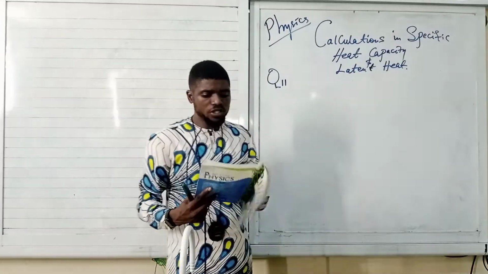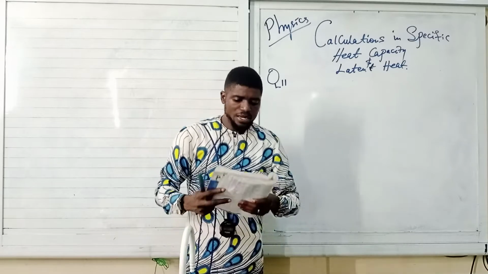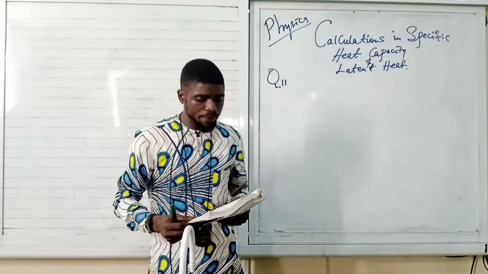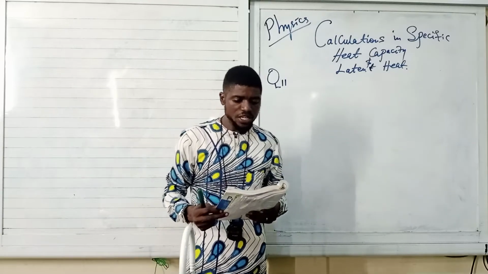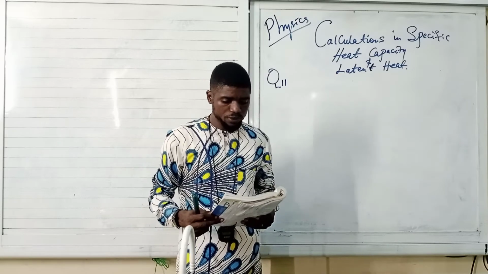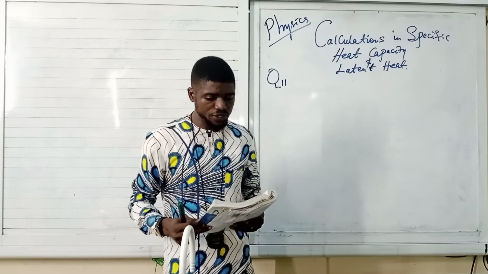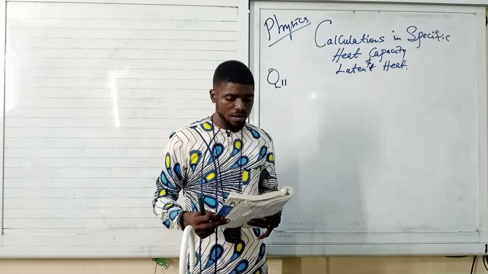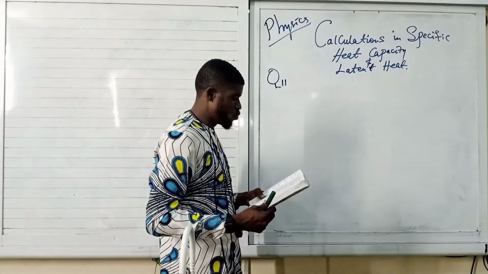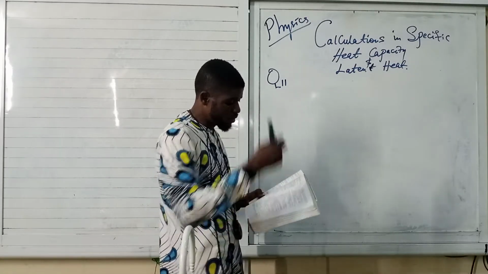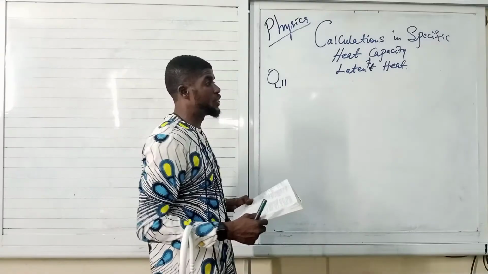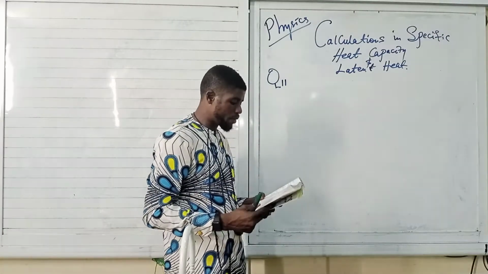It reads, what mass of ice at minus 14 degrees Celsius will be needed to cool 200 cm³ of an orange drink, essentially water, from 25 degrees Celsius to 10 degrees Celsius. Specific latent heat of fusion of ice is given to be 3.36 × 10^5 joule per kilogram. Specific heat capacity of ice is given as 2100 joule per kilogram per Kelvin. Specific heat capacity of water is given as 4,200 joule per kilogram per Kelvin.